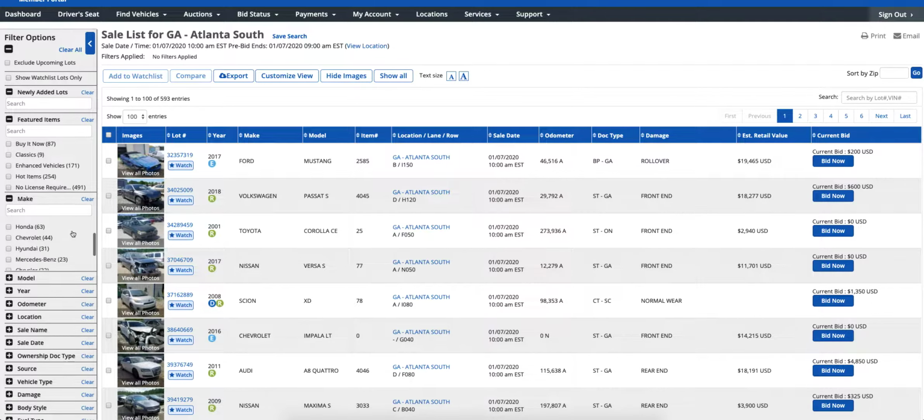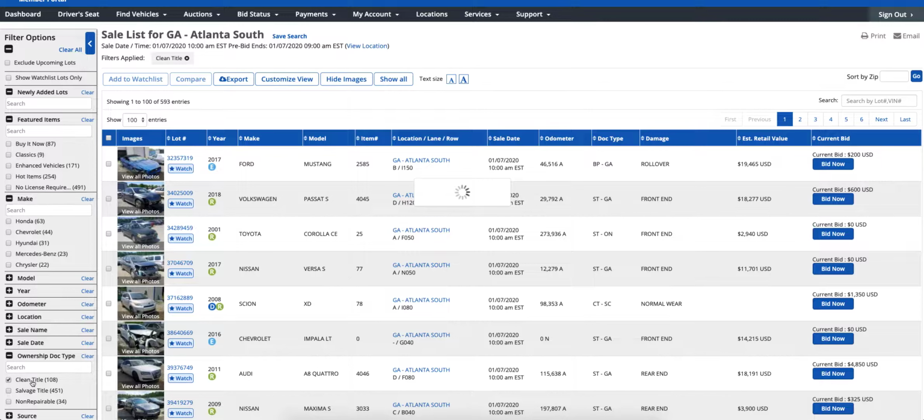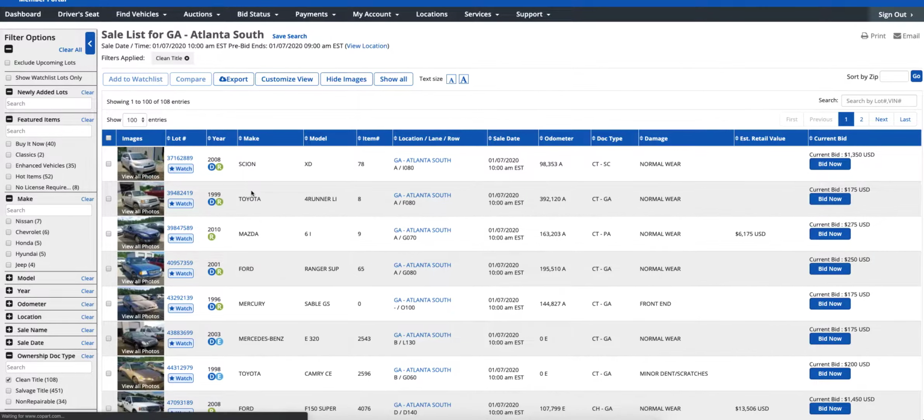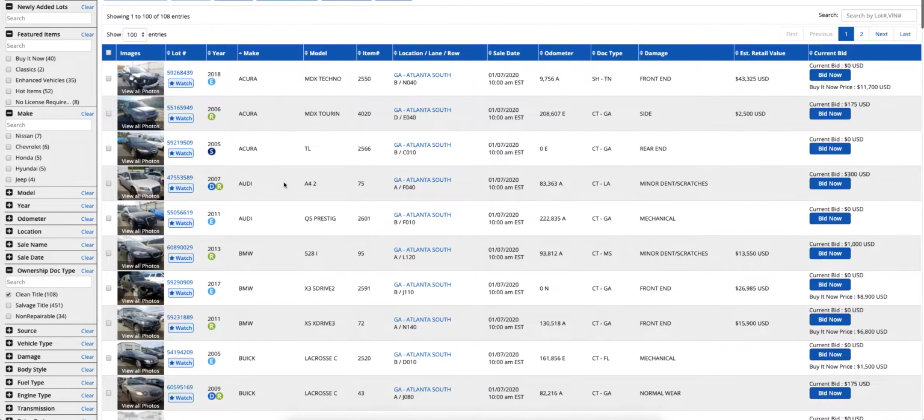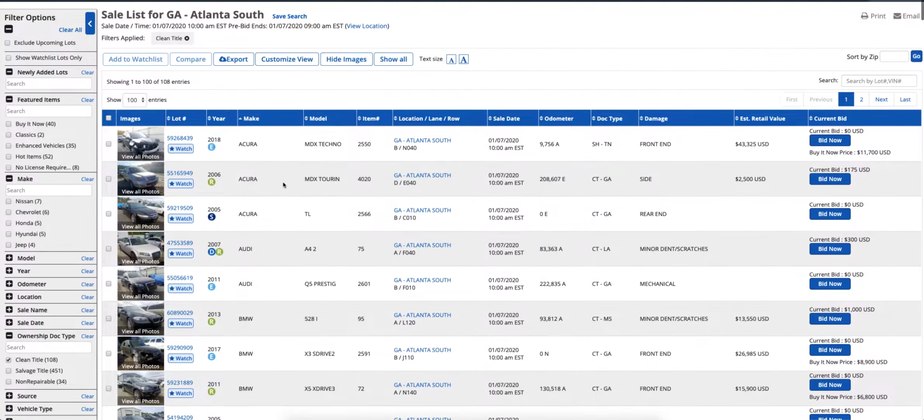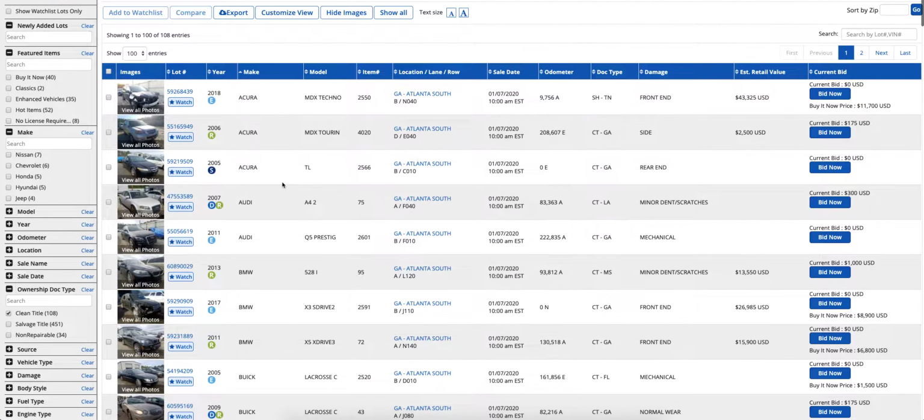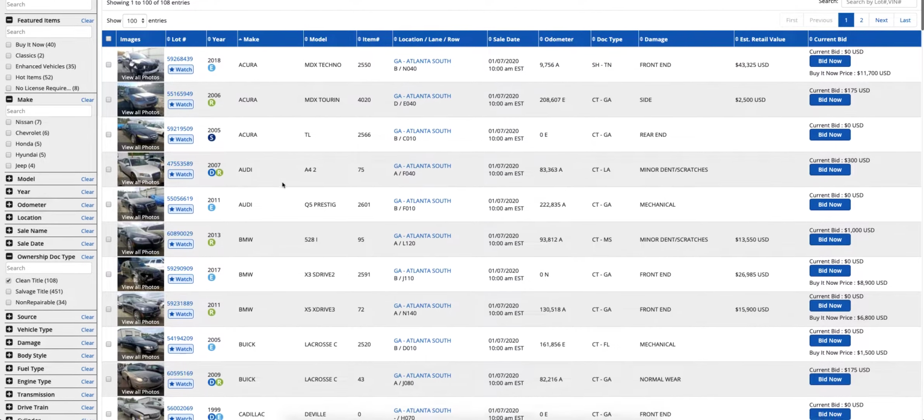So again, you guys already know, I definitely like clean title cars. There's 108 of them here. I'm going to go in order of make. Let's just start scrolling down, see what we have. This isn't my real account. This is an account I just made up to do stuff like this.